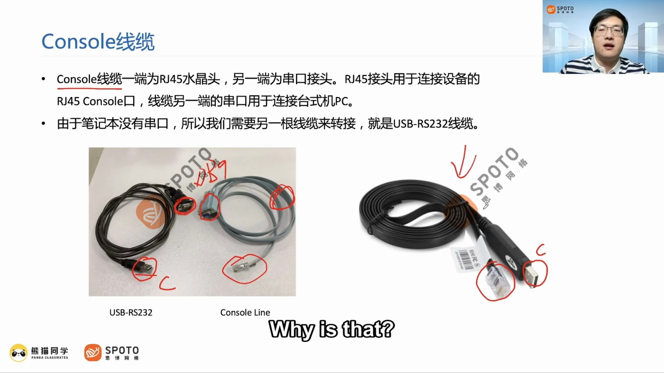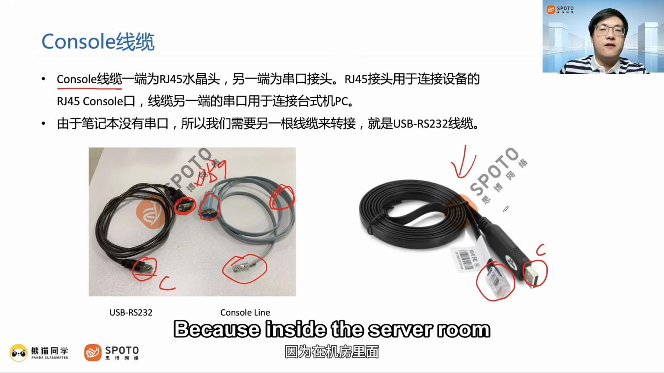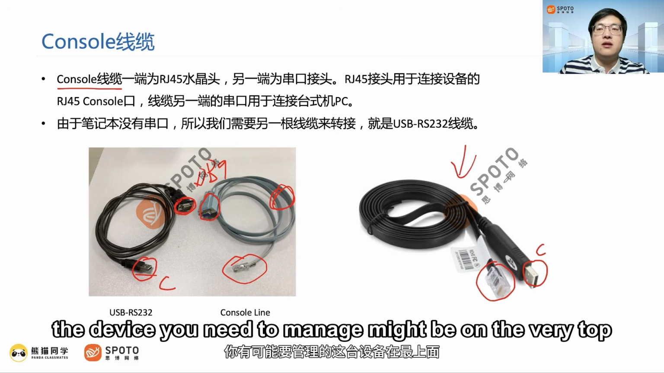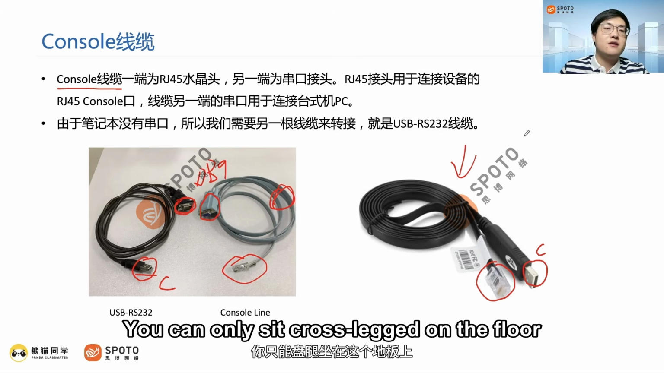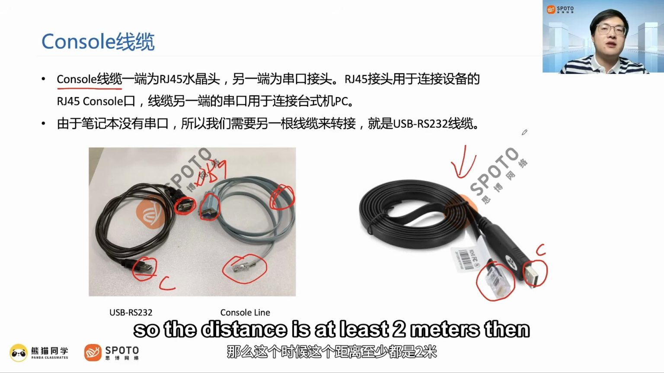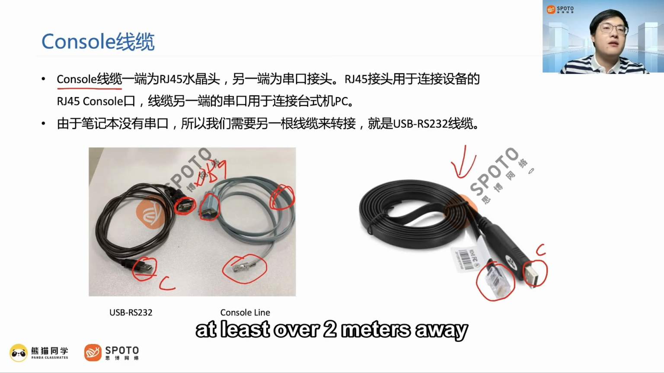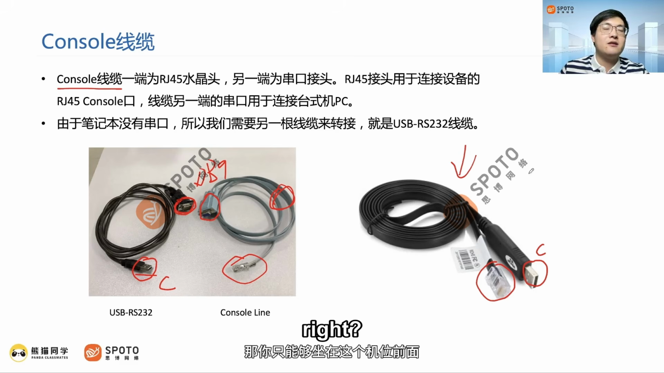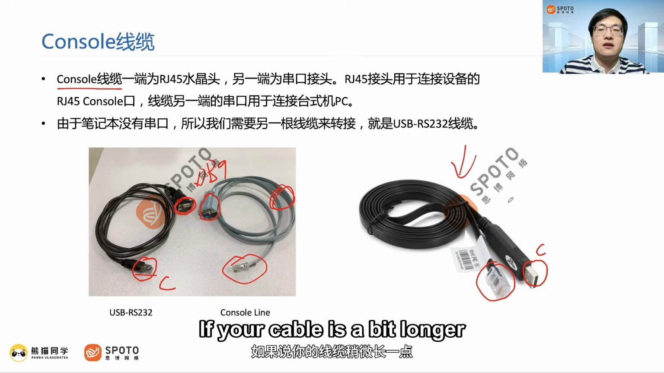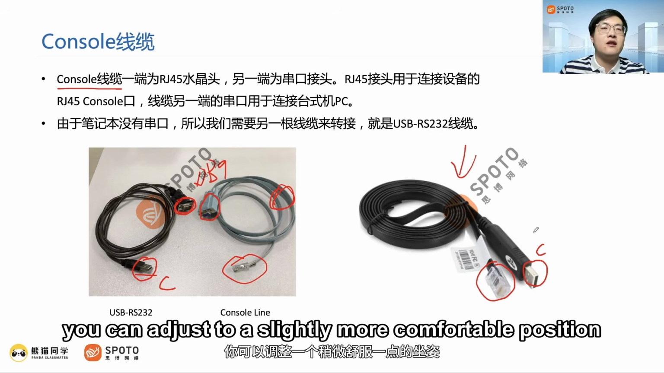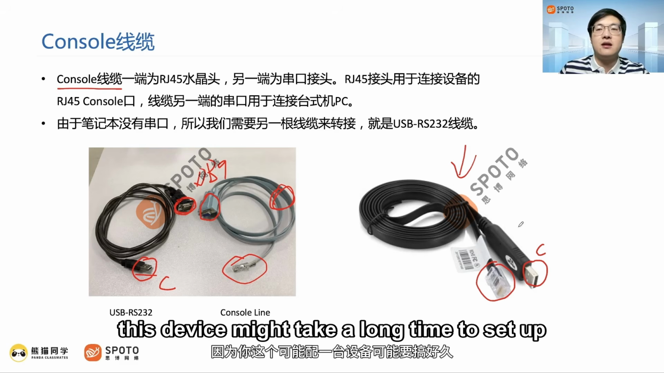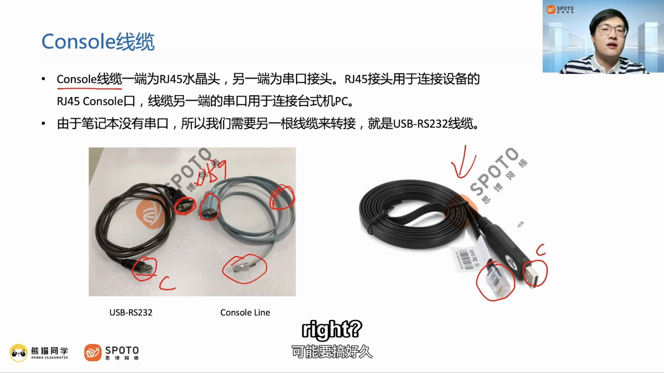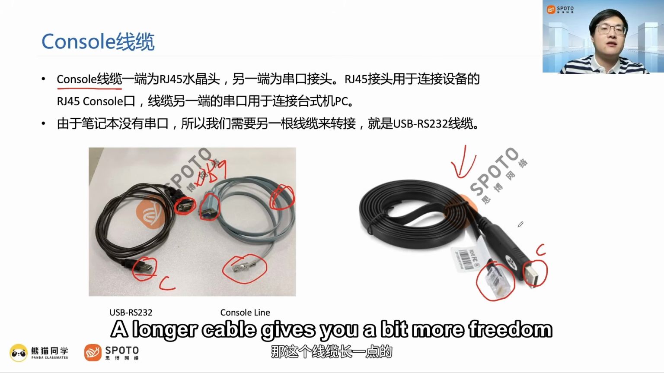Why is that? Because inside the server room, the device you need to manage might be on the very top of the rack, and then you have nowhere to sit, you can only sit cross-legged on the floor. So the distance is at least 2 meters, at least over 2 meters away. If your cable is a bit longer, you can adjust to a slightly more comfortable position. Because configuring one piece of equipment might take a long time to set up. A longer cable gives you a bit more freedom.